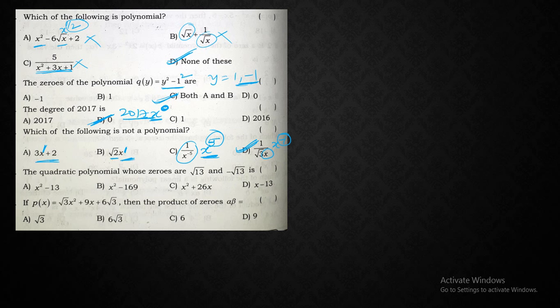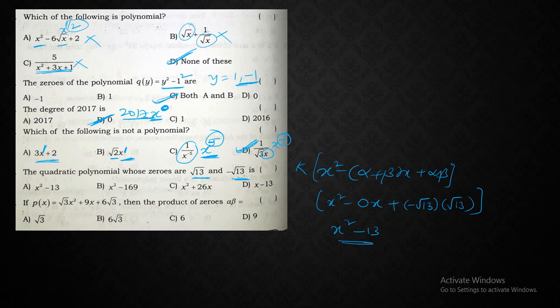Next, the quadratic polynomial whose zeros are root 13 and minus root 13. So already we know the formula: x square minus of alpha plus beta into x plus alpha beta, multiplied with some k, right? So what I am going to get, x square minus of, since these two have opposite magnitude, this becomes 0 times x plus root 13 into minus root 13, that is nothing but minus root 13 into plus root 13. So I get x square minus 13. So the answer is x square minus 13.